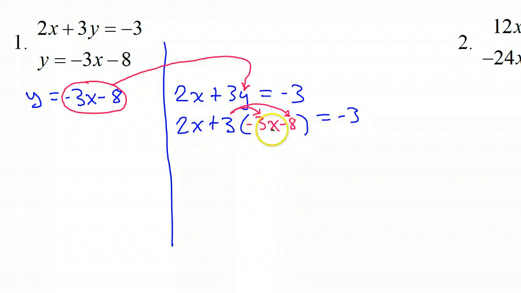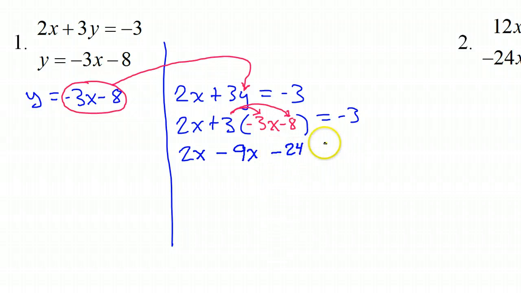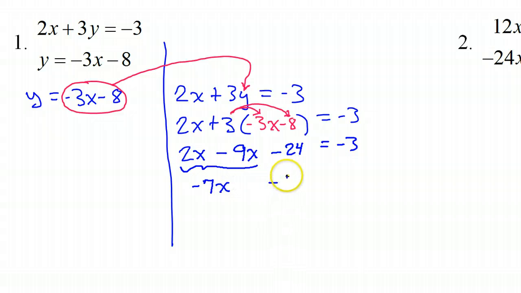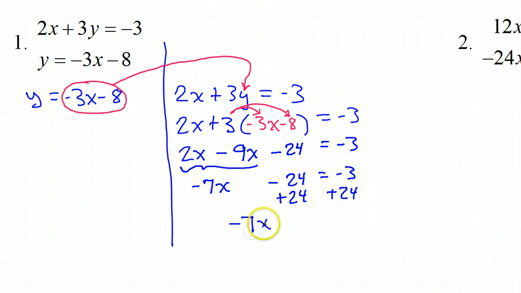Notice how this has all x's now, so I should be able to solve it. So this will become 2x, 3 times -3, so that's -9x, minus 24 is equal to -3. Combining my like terms, that'll be -7x minus 24 is equal to -3. But then I would add 24 to both sides here. So that's going to give me -7x is equal to 21. It's -3 plus 24 is 21.